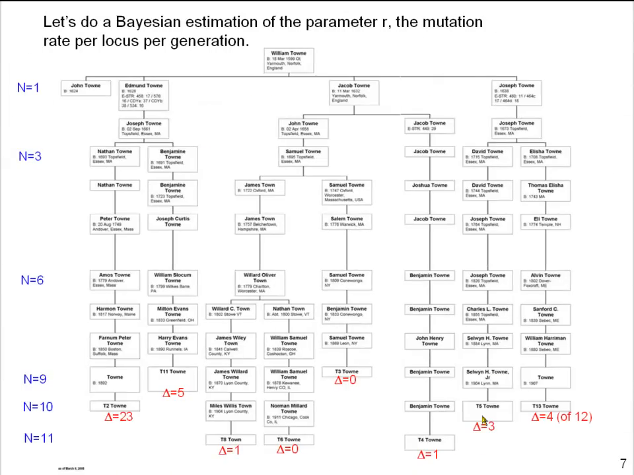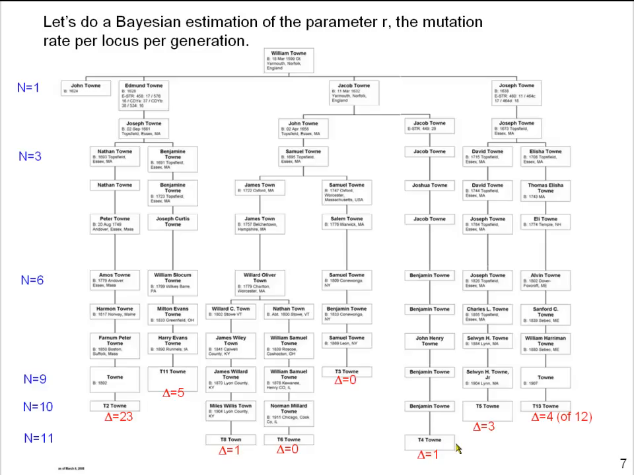Let's go back to the Towne family and do the same kind of unraveling. What have I added to this picture? I've put numbers showing how many generations we have to go down. So you see the living Townes are 10, 9, or 11 generations descended from the original William Towne.